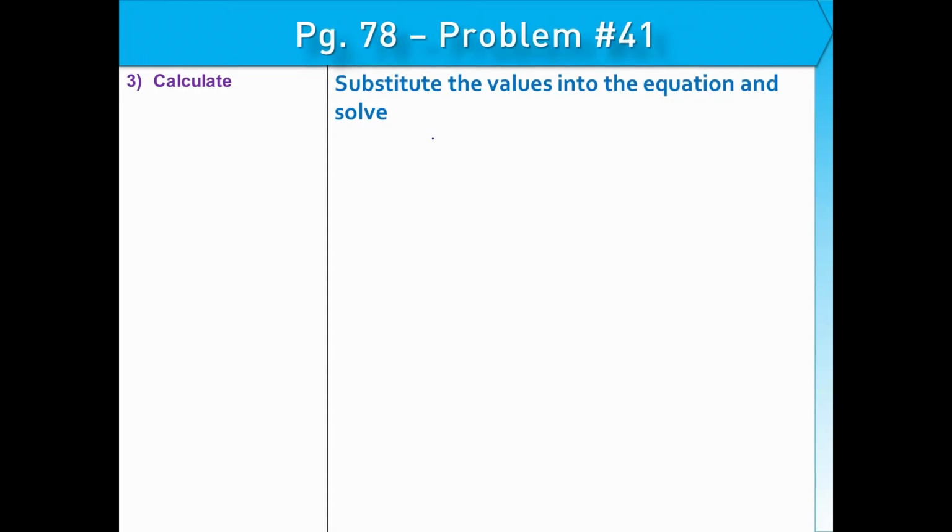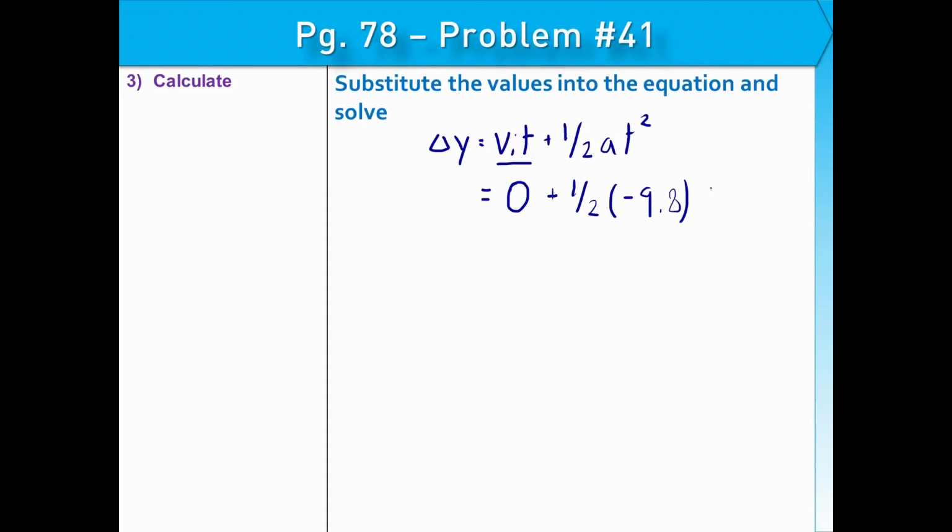So now I'm going to use my equation. Y displacement is equal to initial velocity times time plus 1/2 times acceleration times time squared. So I'll go ahead and plug in my values then. So fortunately, the initial velocity is 0, so this whole term just becomes 0 plus 1/2 times acceleration, which is negative 9.8, times time squared, or in this case, it's times 4 squared.